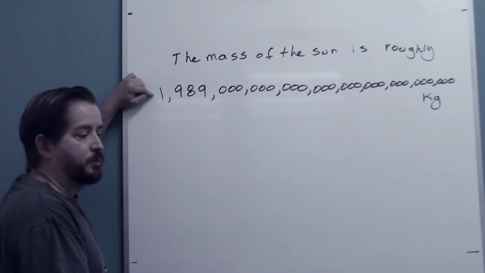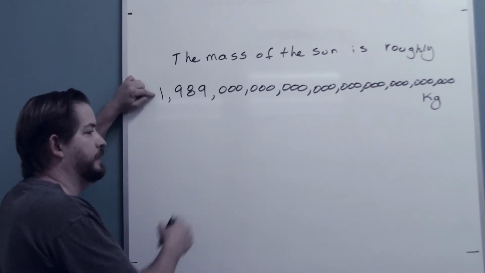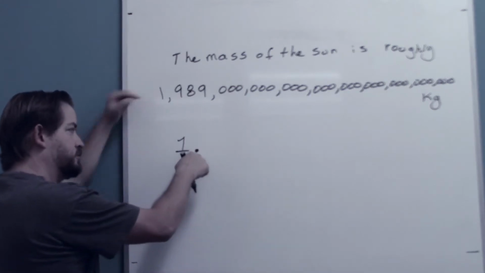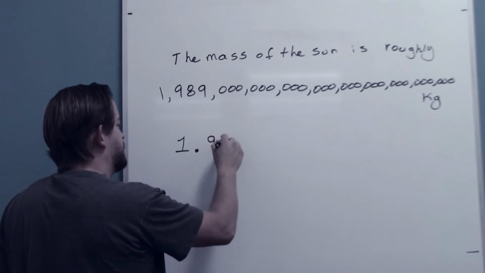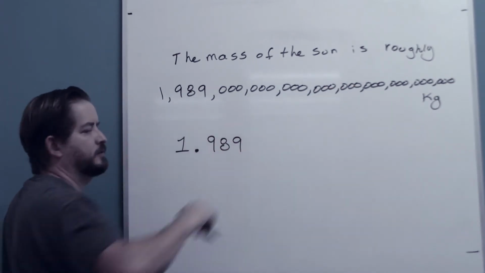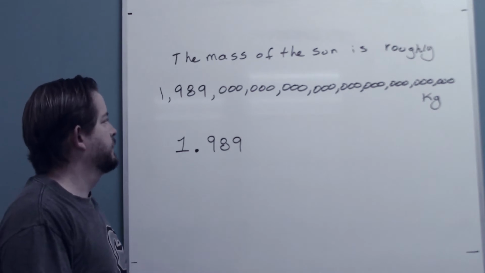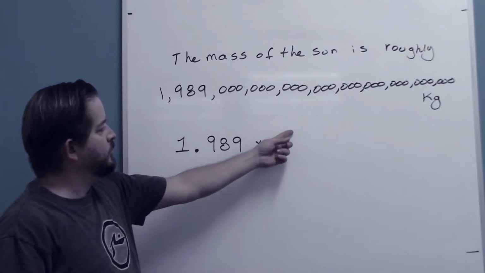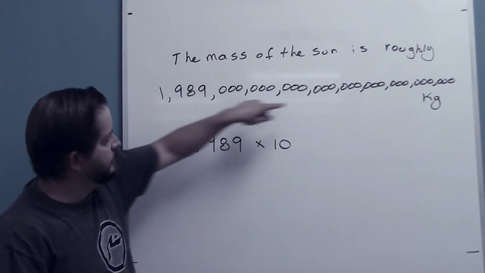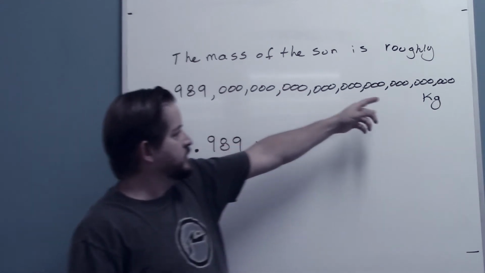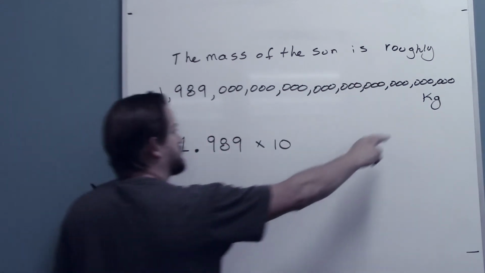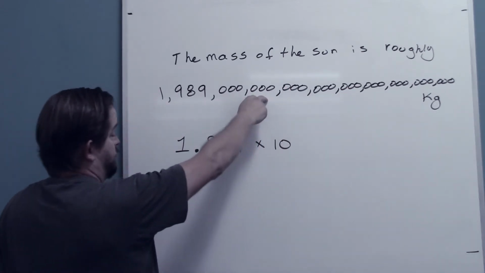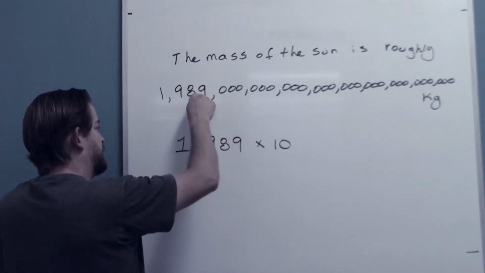So the first step was to place a decimal after the leftmost non-zero digit. So that is to say I have 1 point, that decimal goes right there, 989. And then step 2 is to not write all of those non-essential zeros, right? And then step 3 is to simply multiply by the appropriate power of 10. 10 to what power will turn 1.989 into this ridiculously long number? And so you just count the number of decimal places that would be moved. So there's 3, 6, 9, 12, 15, 18, 21, 24, 27, 28, 29, 30.